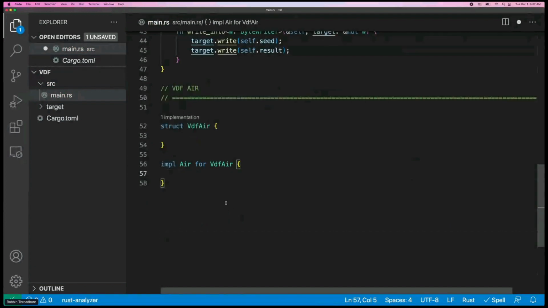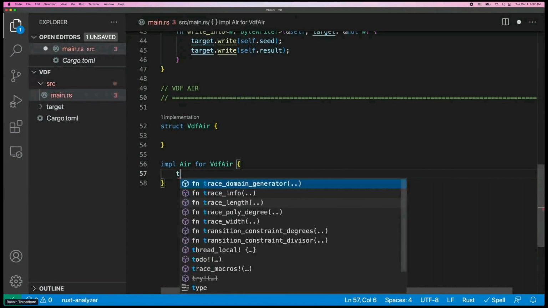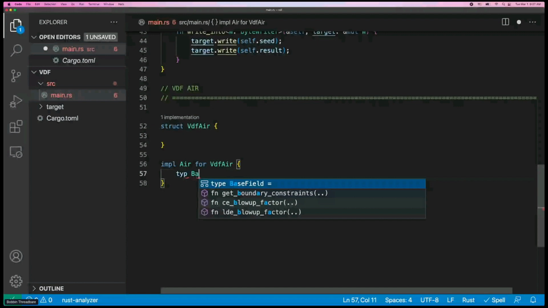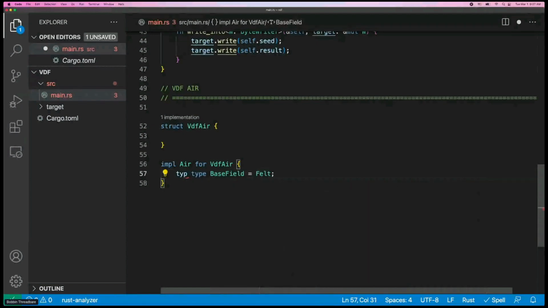To implement the trait, we need to specify a few things. First, we need to specify which base field we use for the computation. And this is, in our case, just the field element that we have defined. The other thing that we need is to define what shape our public inputs have for the computation. In this case, it will be our VDF inputs.